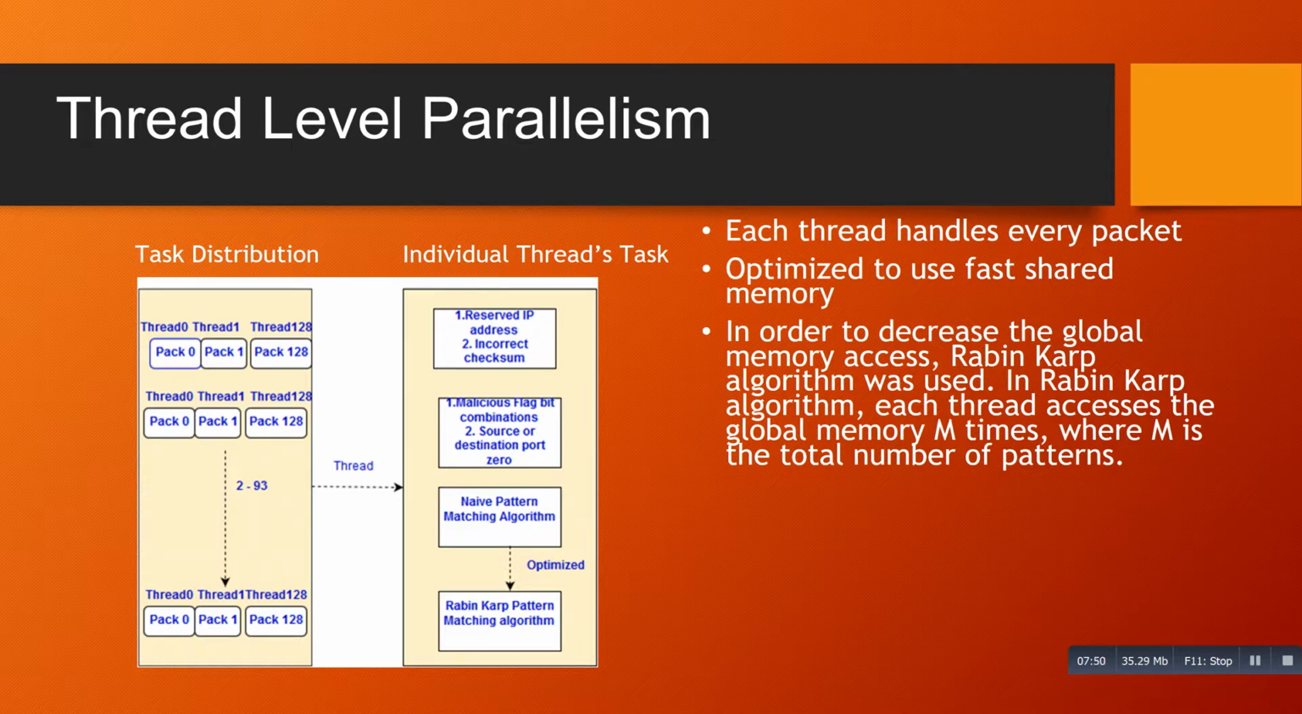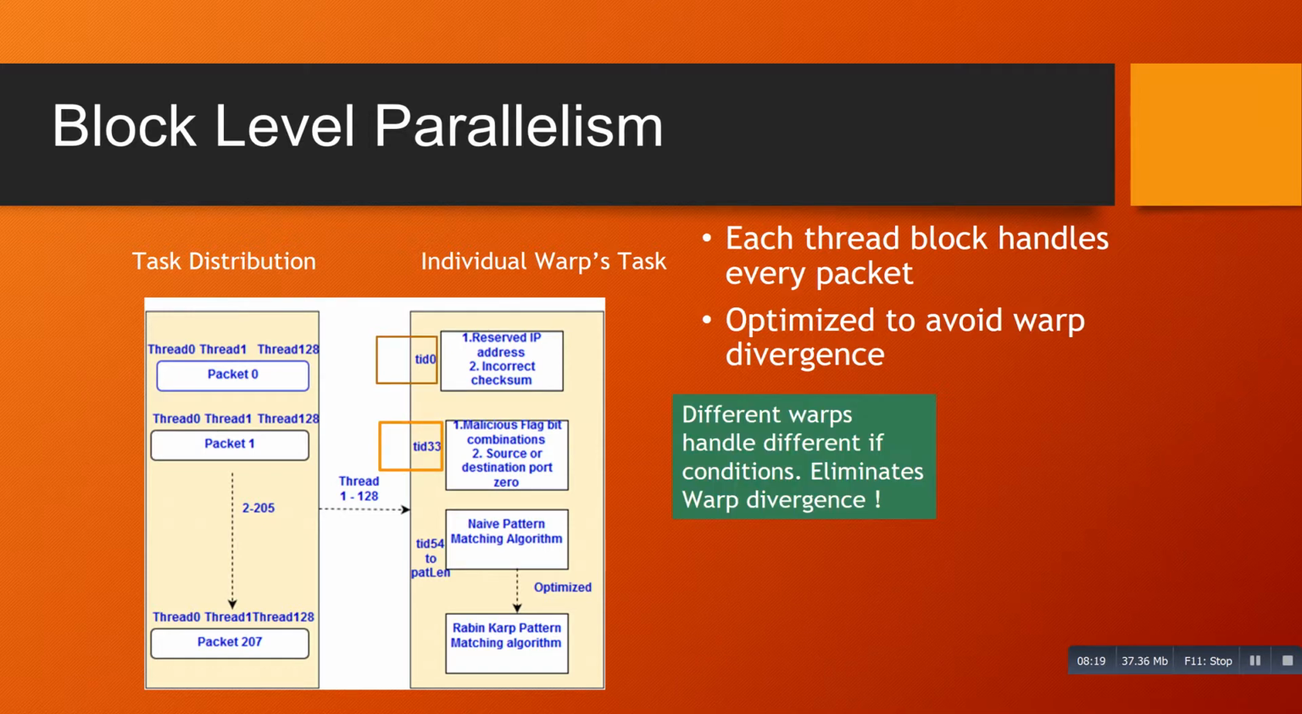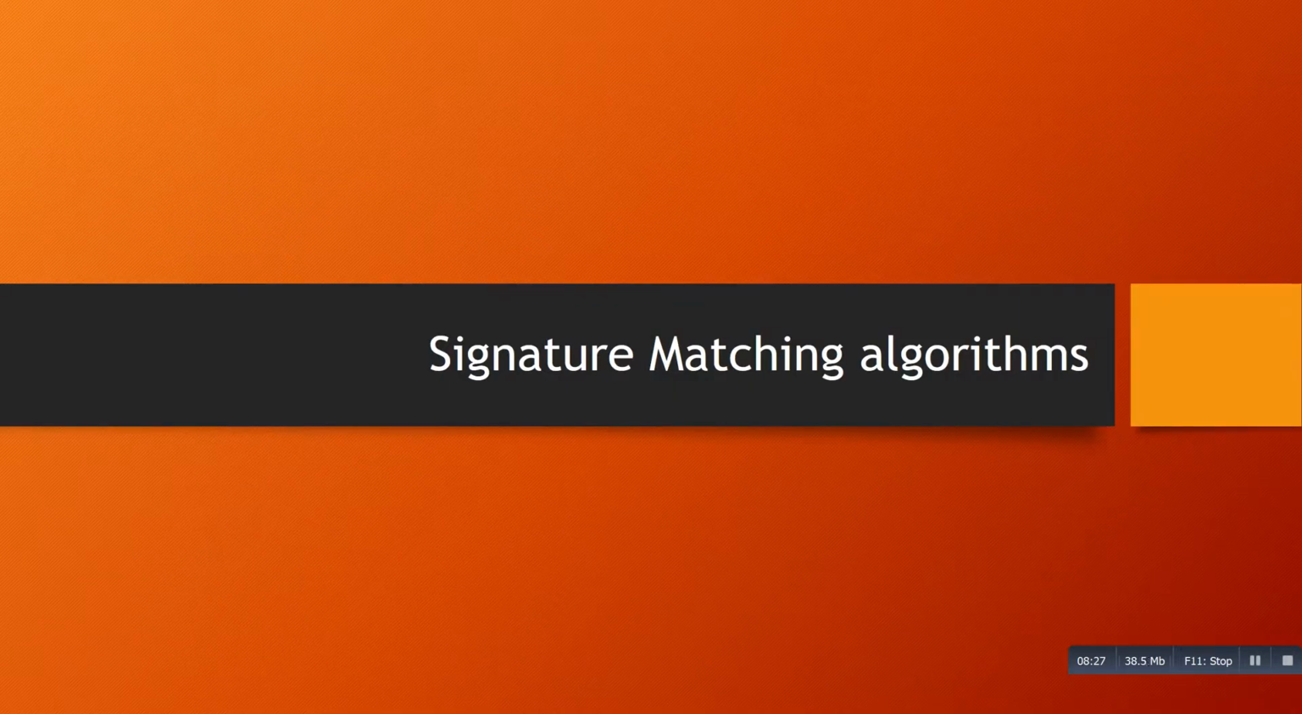Here, as we see, each thread performs header checking and payload matching. The naive pattern matching algorithm was optimized to the Rabin-Karp pattern matching algorithm. In block level parallelism, each thread block handles every packet. Thus, it's much faster than the thread level parallelism and was optimized to avoid warp divergence. How? By having threads in different warps execute the different header checking phases.